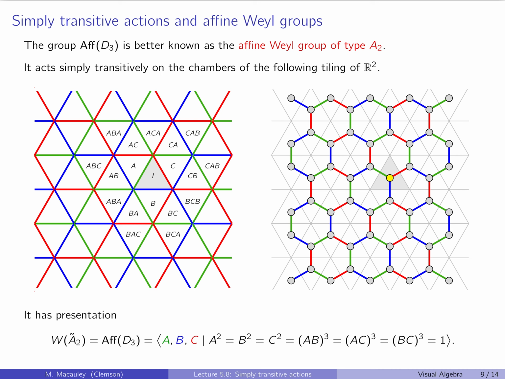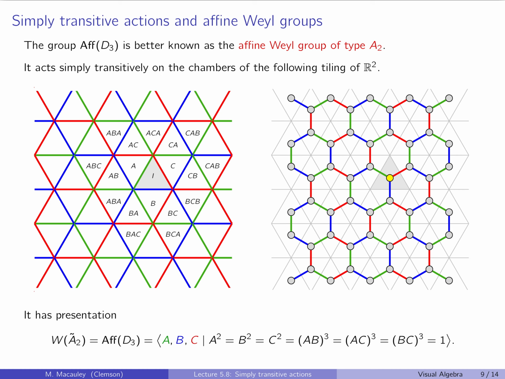This group acts simply transitively on the chambers of the following tiling of the plane. So if we declare some state and we call it the home state, we can label all the chambers like this. And some of the labels are pretty clear. This has to be A, this has to be C, this is AC, and so forth. But down here, there's a lot of things that we could label this with, and I don't know a canonical way. There's generally going to be multiple shortest paths from the home chamber to somewhere else, and I don't know the best labeling, but it doesn't really matter. This puts a group structure on the set of triangles, and here is a Cayley graph.